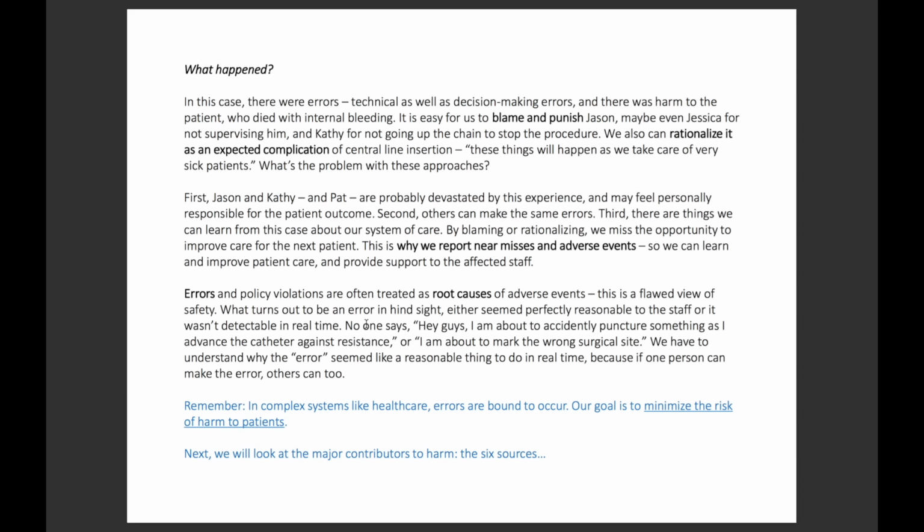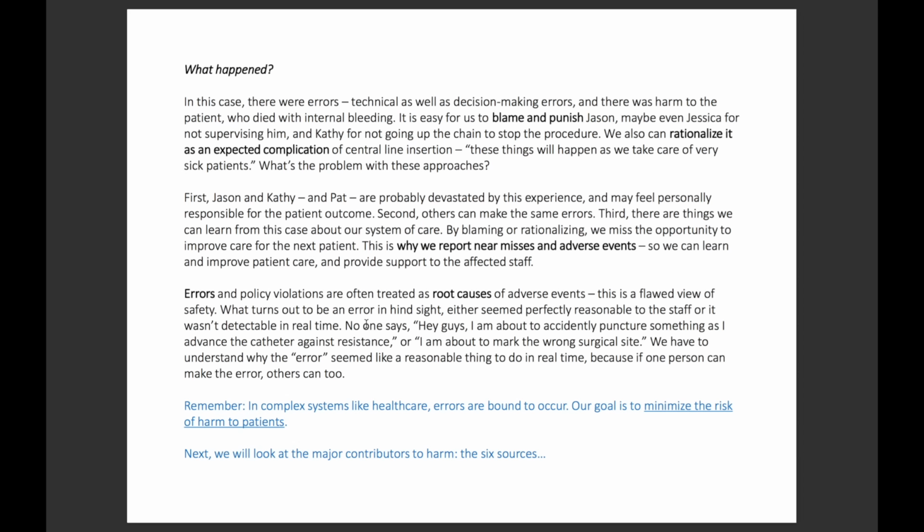No one says, I want to kill a patient today by puncturing them, or I'm going to mark the wrong surgical site. We have to understand why the error occurred and why it seemed reasonable at the time.